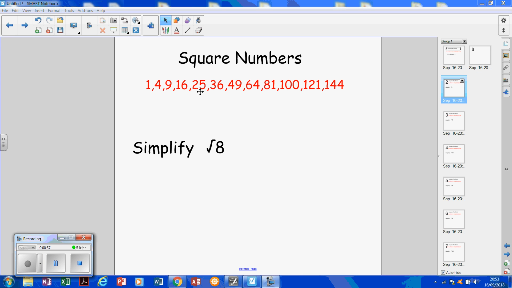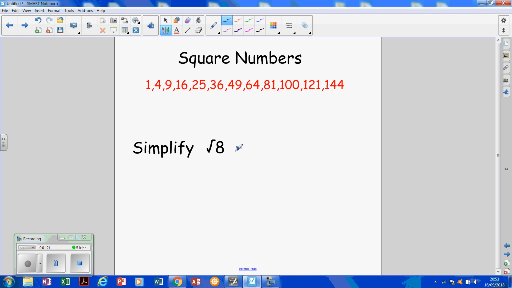So if we're asked to simplify any other root, what we've got to do is look to see if any of those square numbers divide into the number that I've got. So I want to work out or simplify root 8. So I look down this list to see what's the biggest number that divides into 8. Now I get down here and I can see that 4 is the first one that divides into it.